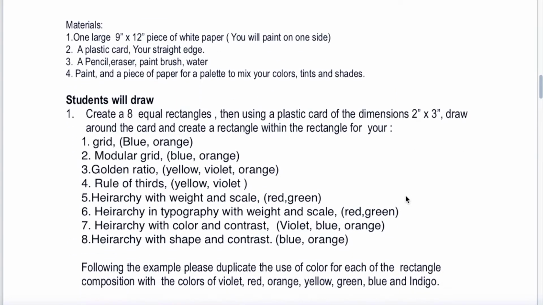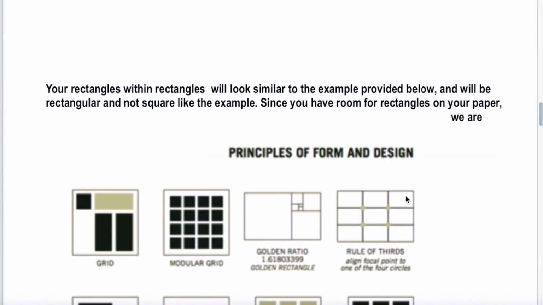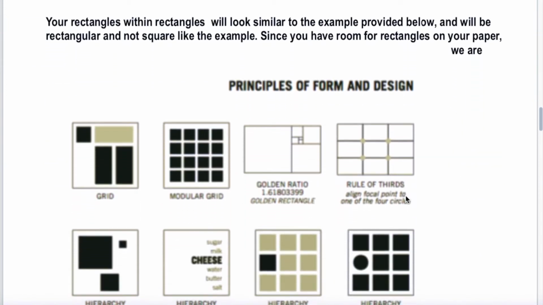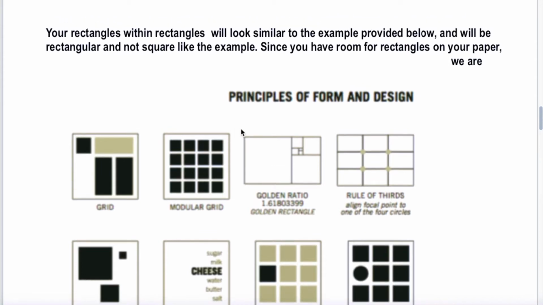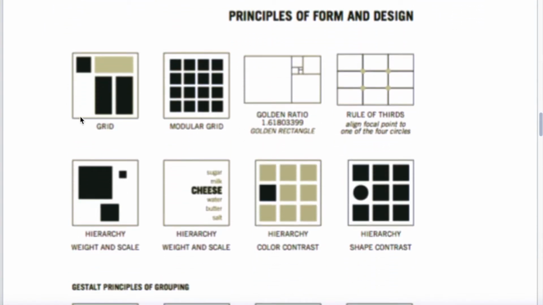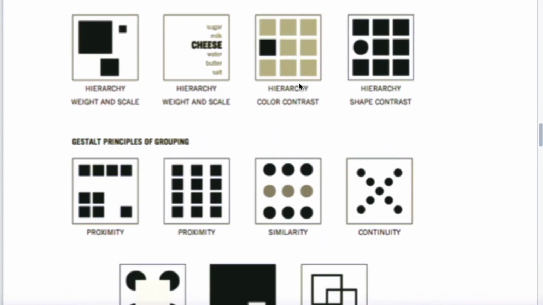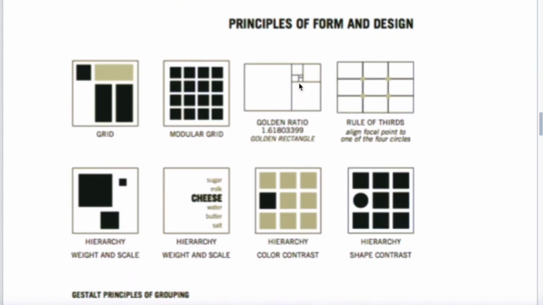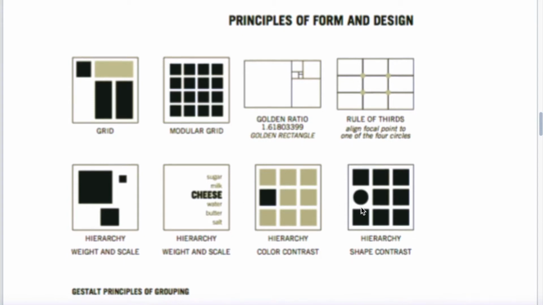Now, these are the directions for the assignment, but I want to show you what we're working with before. Okay? You will have rectangles within rectangles. Now, the work that you do will look similar to this. This will be turned into a rectangle. This is a square, but you're going to elongate it. Okay, these are rectangular, but we're going to get there. And these are the forms that you're going to do. This is the first 8. 1, 2, 3, 4, 5, 6, 7, 8. There are 8 required on the first page.